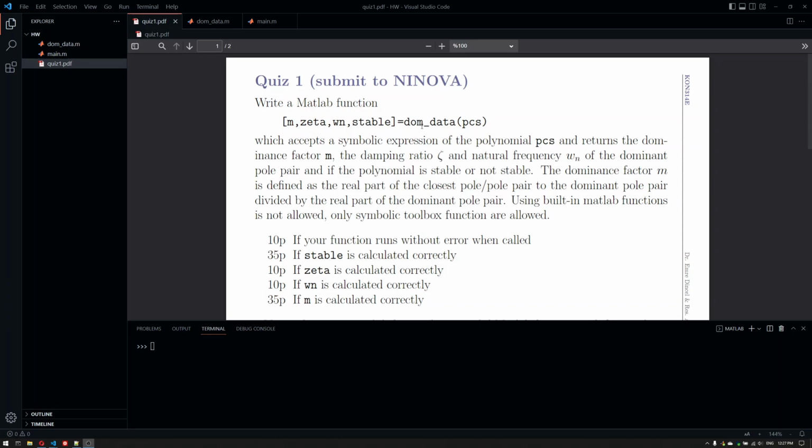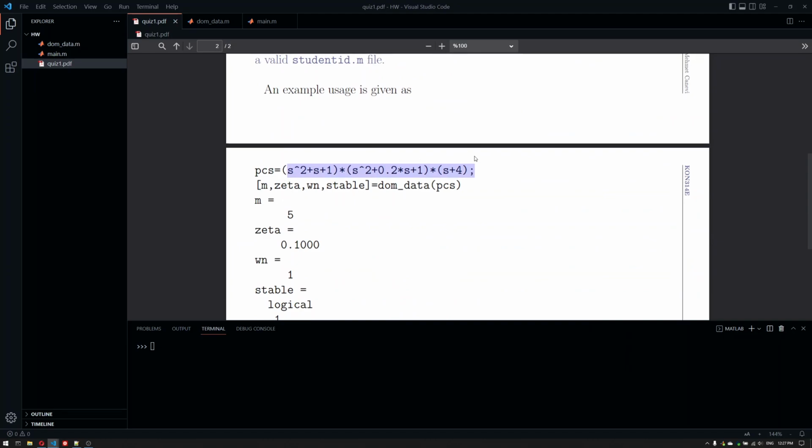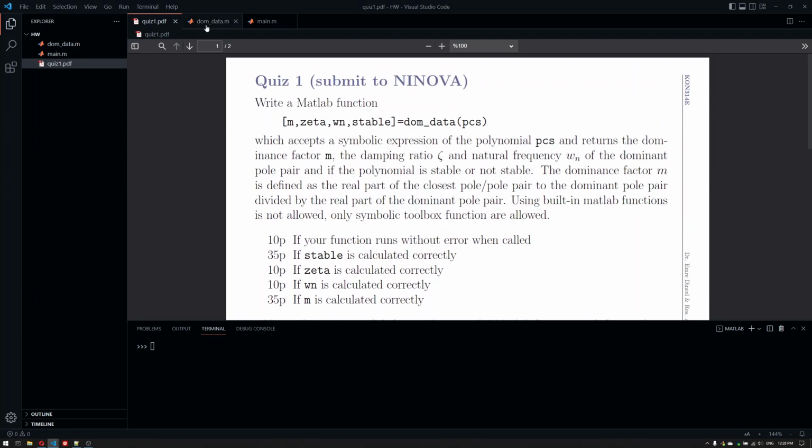Now, the problem was to code a function called dom_data, which gets basically the dominance factor and some data about it. We have a symbolic polynomial here, PCS, which is defined, for example, like this. We are going to call the function here, and it will return us the dominant poles zeta and omega n, the dominance factor, and if the polynomial is stable or not, basically. So let's dive right into it.